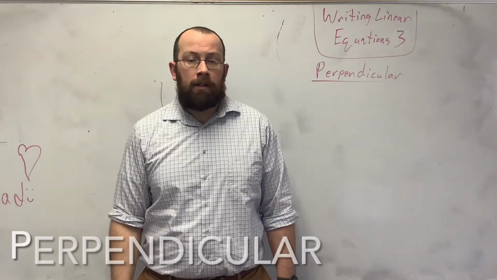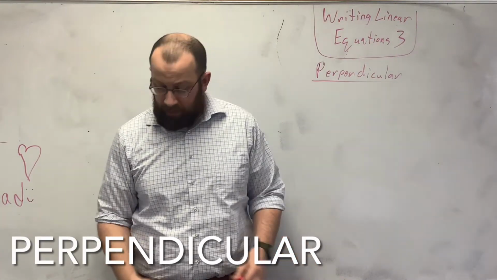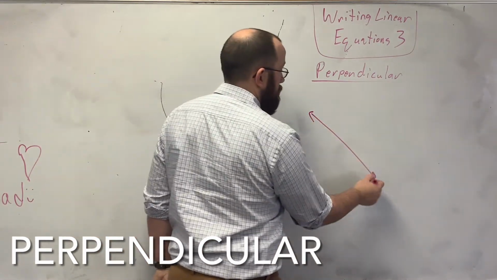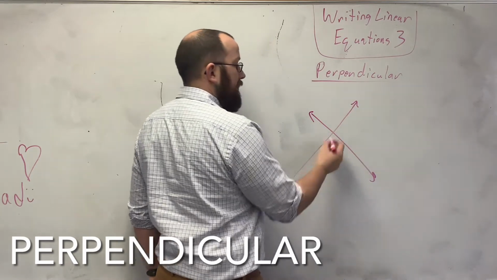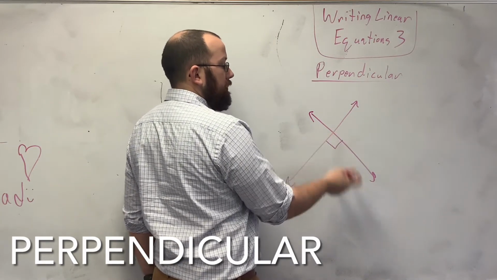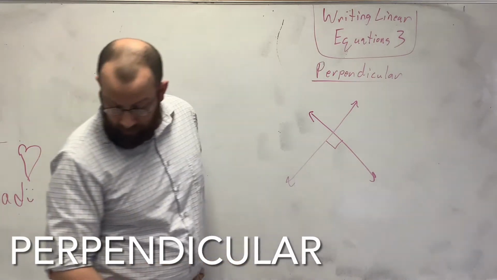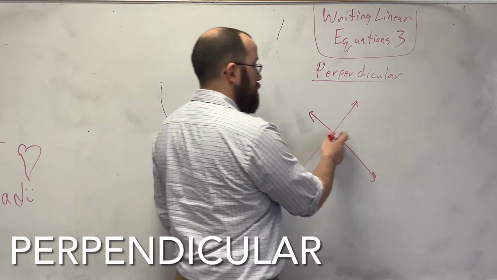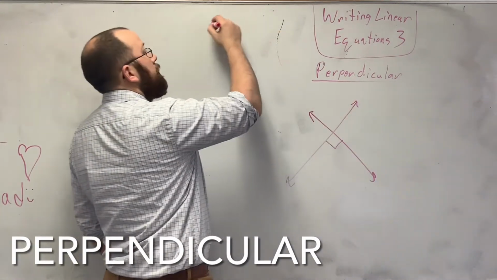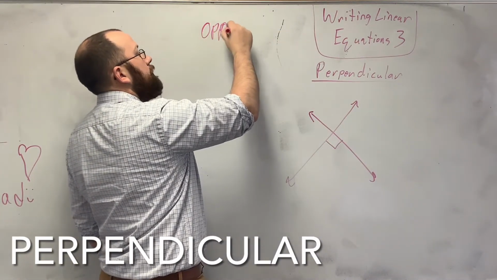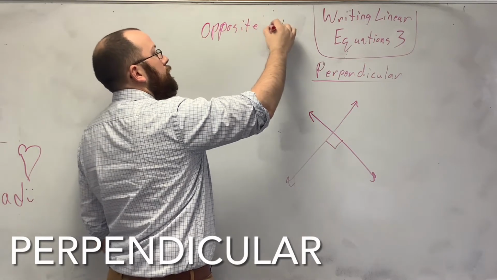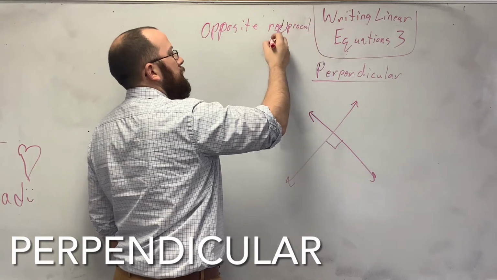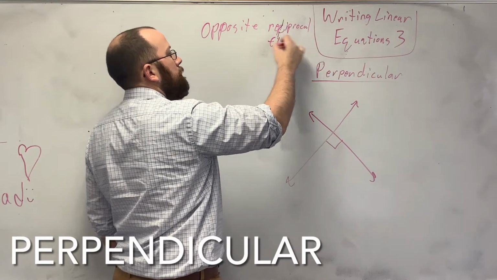All right, when you talk about parallel, the next thing that always comes up is perpendicular. So perpendicular is when you have two lines that cross and make a right angle, or a box right there. They have that square corner. So what you need to remember with perpendicular is opposite and reciprocal. Reciprocal just means to flip, basically.